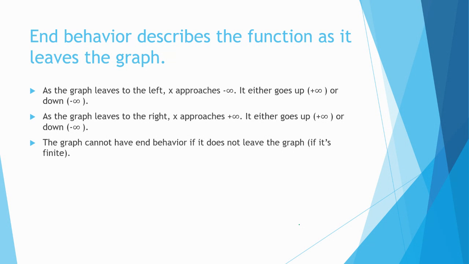We describe the function as it leaves the graph. So as it leaves to the left, x always approaches negative infinity. It can be going up or down, and we would use either positive infinity or negative infinity to talk about that. We also look at what's happening as the graph leaves to the right, which is x approaching positive infinity. Again, it either goes up or it goes down. The graph cannot have end behavior if it doesn't leave the graph. So if we're talking about a finite graph, there's no end behavior to talk about.